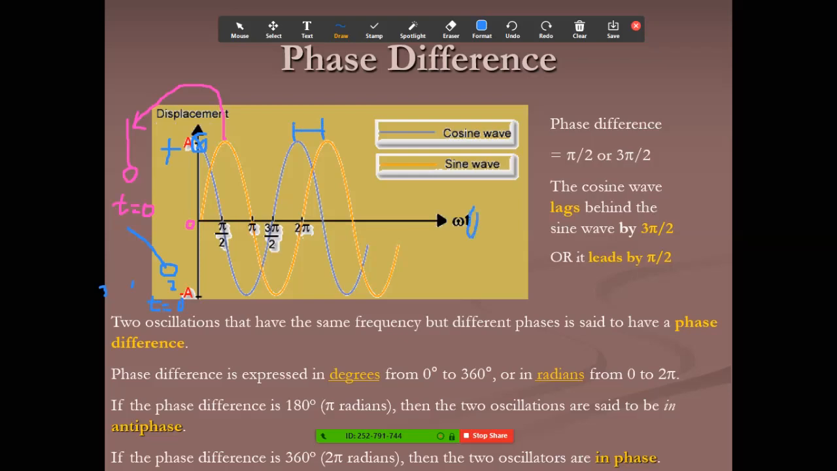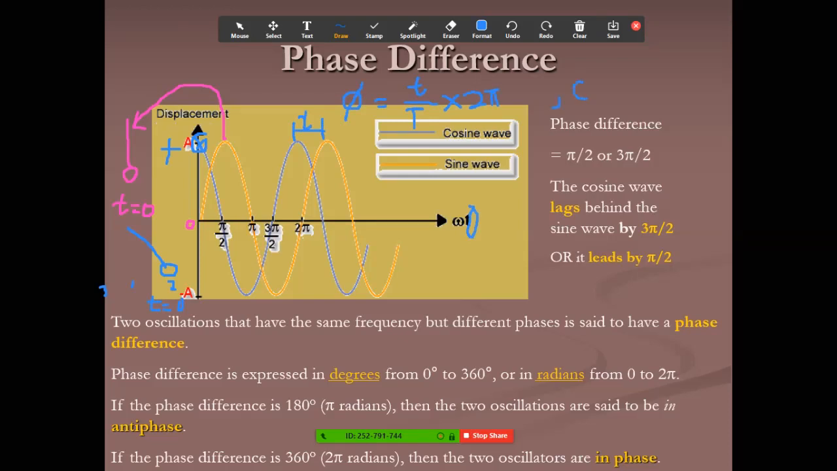Let's say it's time. So how do you find the phase difference? Anyone? Phase difference equals to what over what? T over period times 2 pi. Use this to find the phase difference.